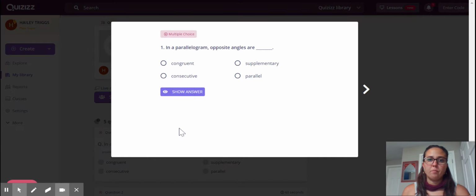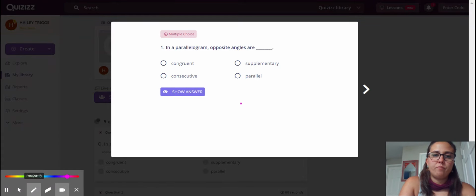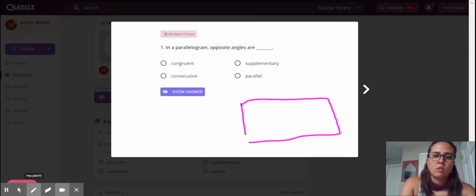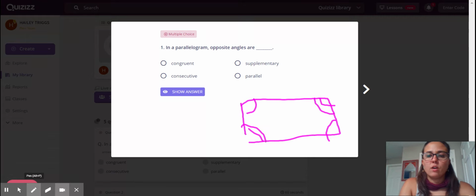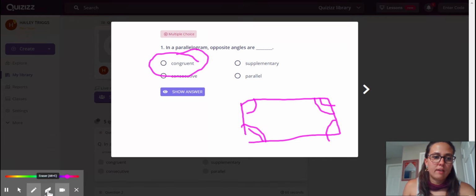So in a parallelogram, which is essentially, I always think about it as a rectangle that is sort of slanted, we know that opposite angles, which are the angles directly across from each other, are congruent, which means the same, and those are also opposite and congruent. So the correct answer would have been A.